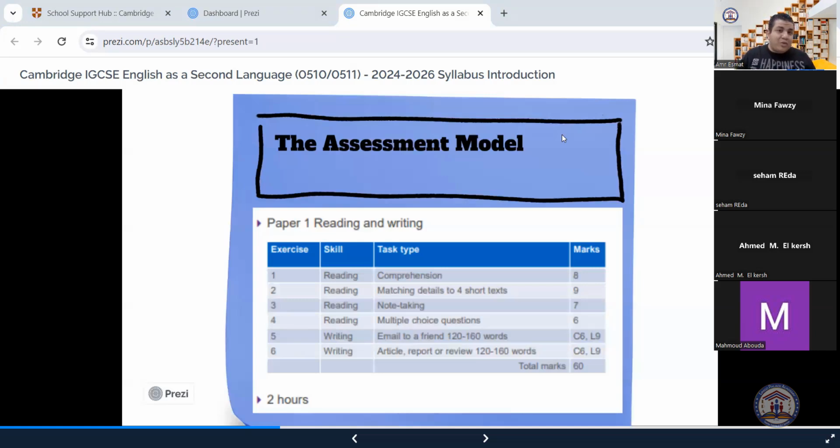Then exercise 2 in reading is matching details to 4 short texts. And by the way, this technique is found in IELTS as well. We call it matching headings or matching features. You have four or five paragraphs, and these paragraphs are close to each other.